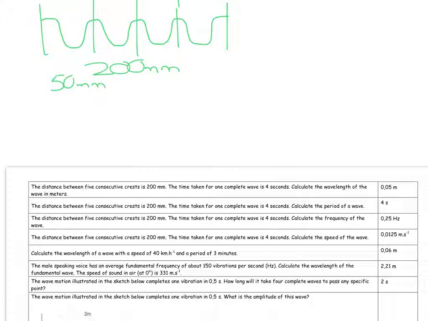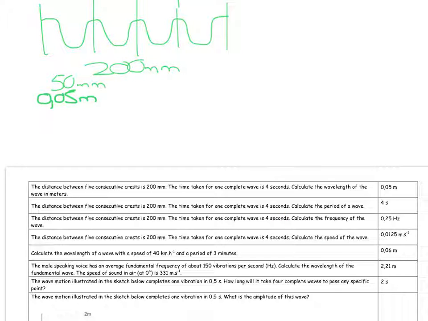But 50 millimeters is not one of the choices that you get given, so you're going to have to convert that into meters, divide by 1,000, 0.05 meters. Then it says, they give that same thing, and the time taken to complete a wave is 4 seconds. Calculate the period of the wave.